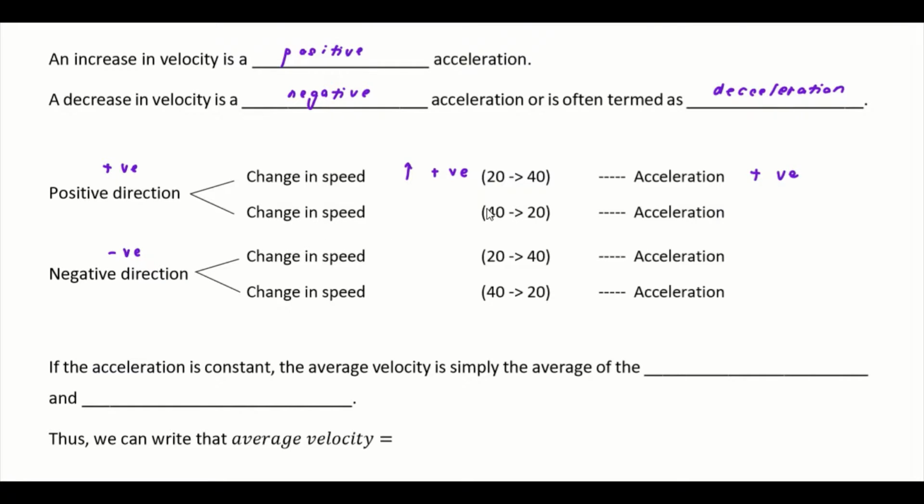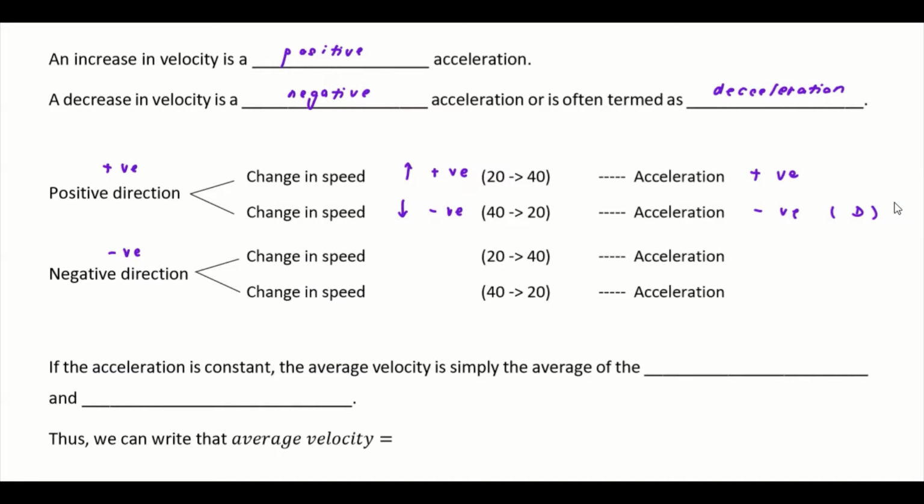For the second one, let's say the speed is reducing from 40 to 20. If we use the final speed minus the initial speed, what are we going to get? We are going to get a negative number, right? We also know that the speed is decreasing, meaning the object is slowing down. So that's why the acceleration here will be a negative number. It's in a positive direction, but the change of speed is negative, so the acceleration is negative. In this case, this is also called deceleration.